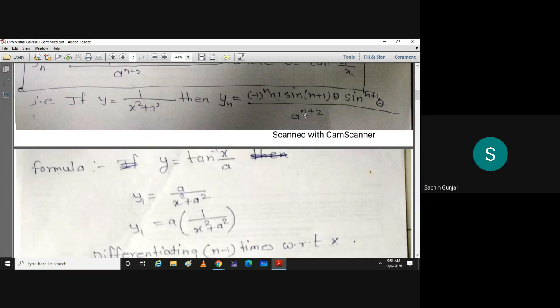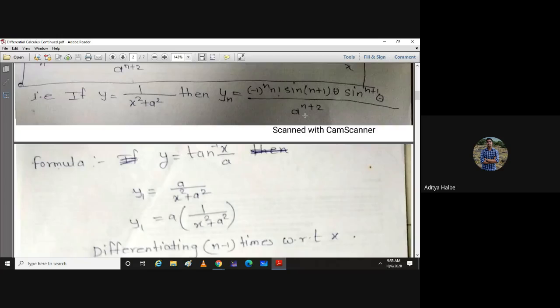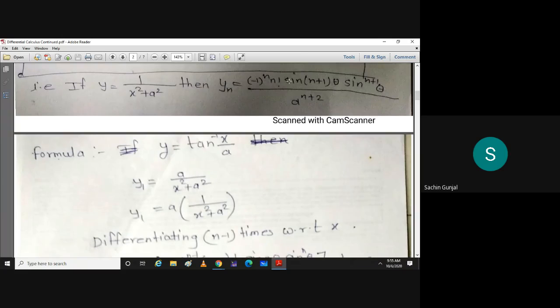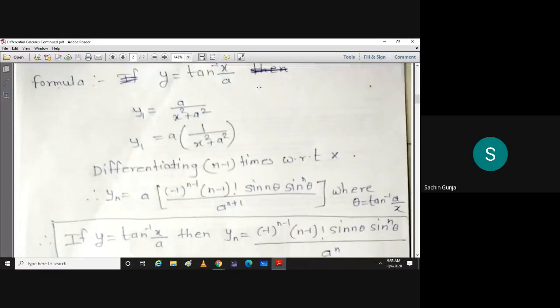Is that clear to everyone? Yes, sir. Okay. Wherever there is n, you substitute it by n minus 1. So yn is equal to a into minus 1 raised to n minus 1, n minus 1 factorial, sine n theta, sine raised to n theta upon a raised to n plus 1. Okay, so this a will get cancelled. You will have power of a as n.